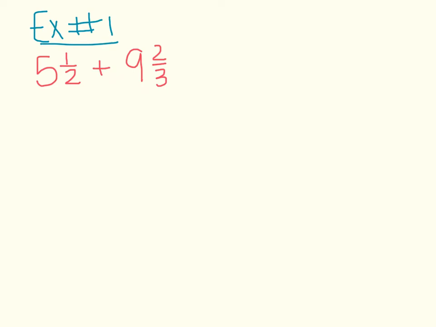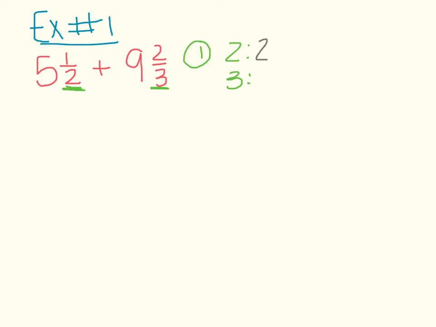Okay, example number 1. So when we have mixed numbers, it's pretty much the same thing as when we were working with just regular fractions. We have to get common denominators. In order to get common denominators, we first list the common multiples. So our denominators are 2 and 3. So we list out the multiples of 2 and 3.